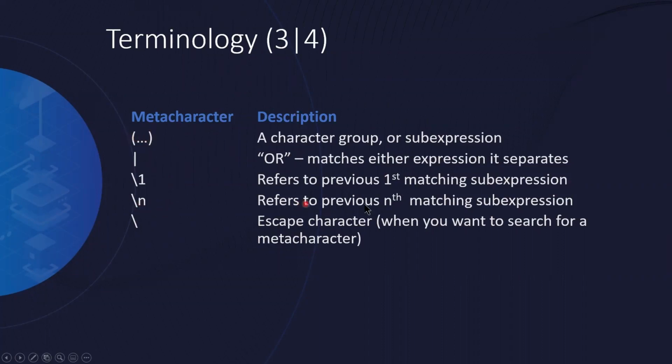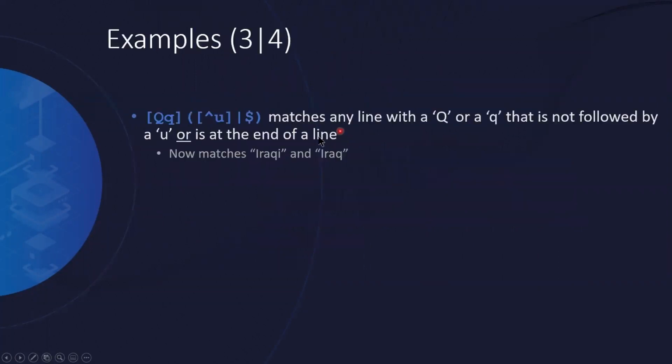\n refers to the previous nth matching sub-expression, and I'll explain what these are in a minute. And just a \ is an escape character if I actually want to search for one of the meta characters. So if I'm looking for a caret, circumflex, then I would just do \^, and it will look for a circumflex. So, examples.